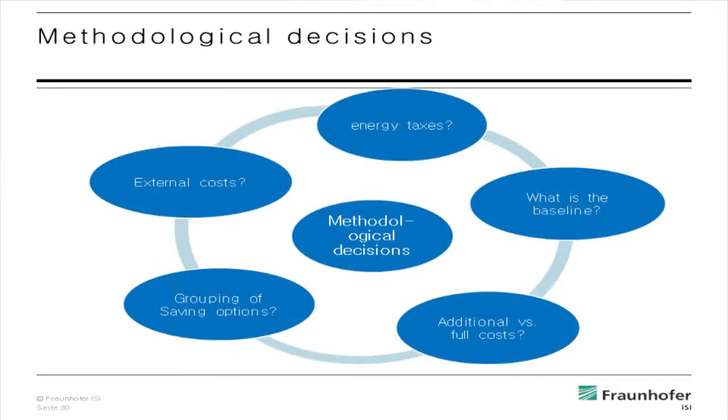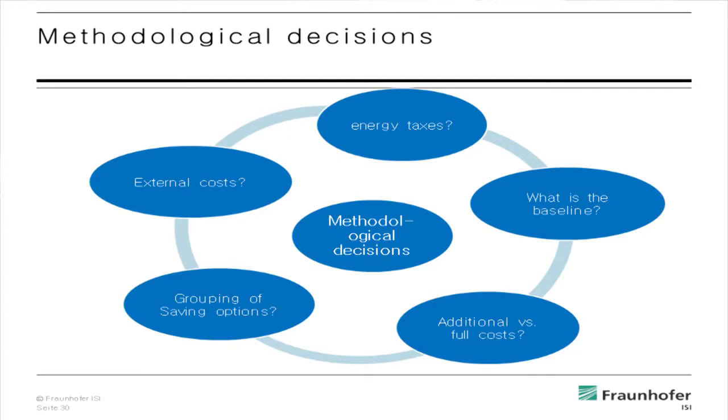Then on methodological decisions, I've already said that we need to decide whether we want to include or exclude taxes. We have to define our baseline. We have to decide whether we want to look at full costs or additional costs, meaning a cost difference between an alternative technology and the new technology. That makes a lot of difference in some cases.